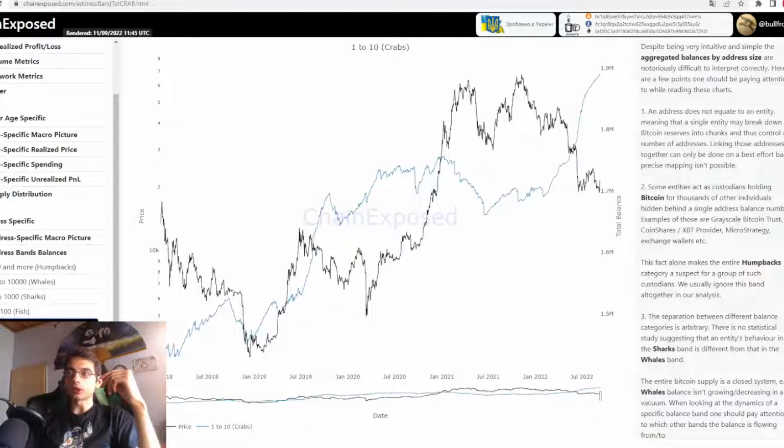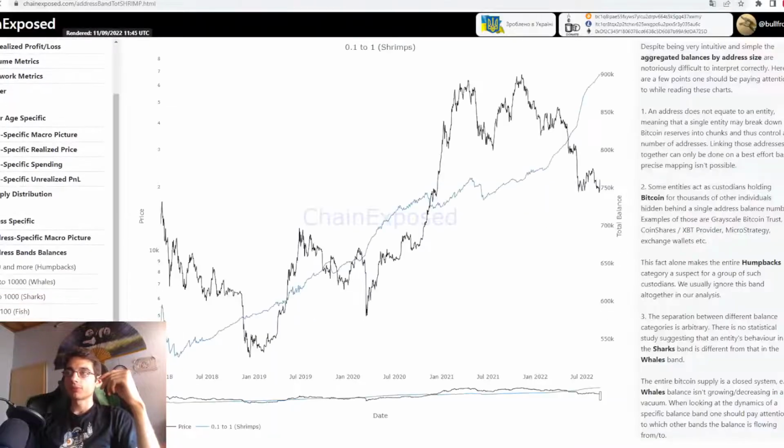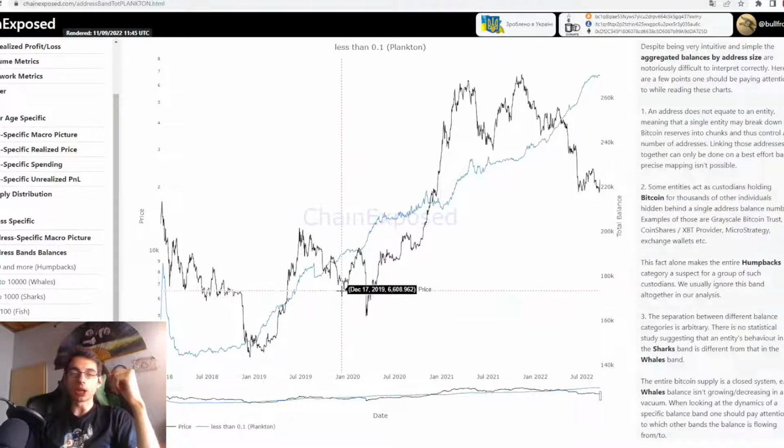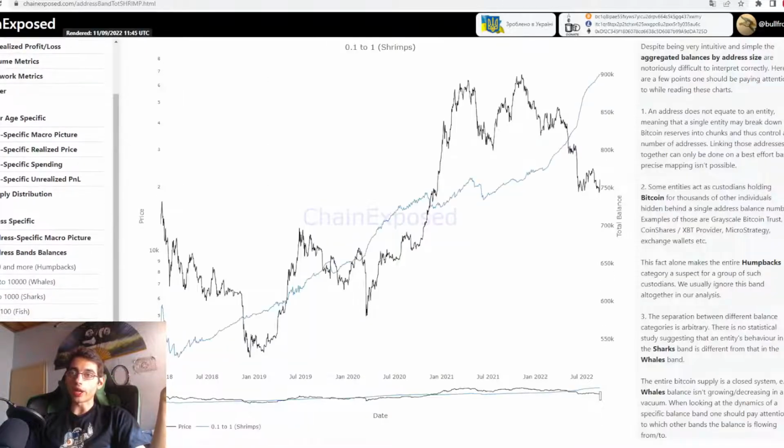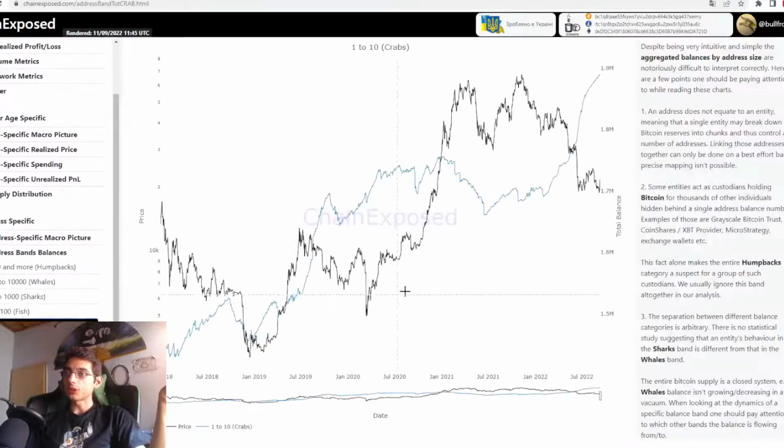It's also huge that the crabs, the shrimps, and the plankton, as you see right here, are actually accumulating without any sense. Plankton are accumulating with no regard to the price. Shrimps also, and crabs are accumulating as well, with a little bit of retaining themselves when we are at the very top. They're retaining their holdings, but they keep accumulating ever since we got down from the all-time high.